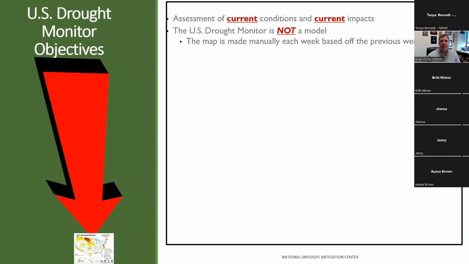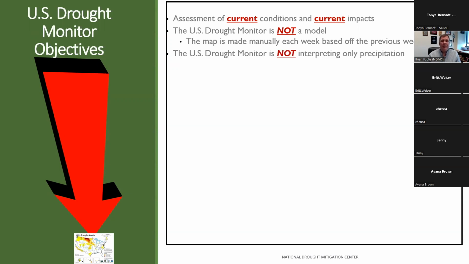The US Drought Monitor is not a model. The Drought Monitor authors, we manually make that map each week, but we do start with the previous week's map. So we're not doing wholesale redraws each week, but what we're doing is taking that map, we're looking at all the different data, and then we're just adjusting those lines one way or the other based on the newest updates of data that we get each week.